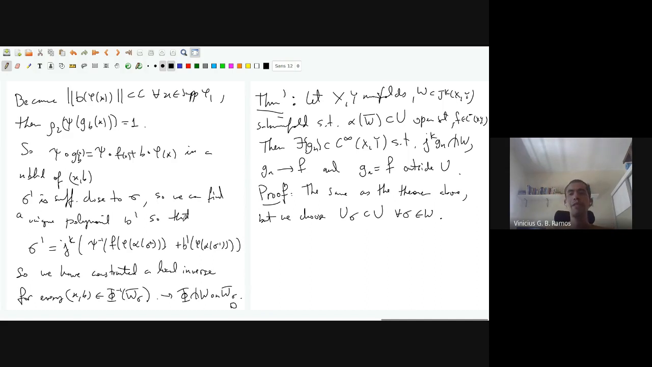So basically, we're only changing the value of F in these U sigmas. So in particular, all the Gn's will be equal to F outside of U. Okay, that's all. But I guess it's better to just state the Thom Transversality Theorem without this technical thing, because it's not always necessary.